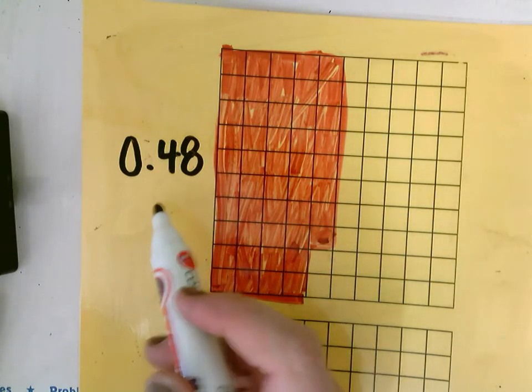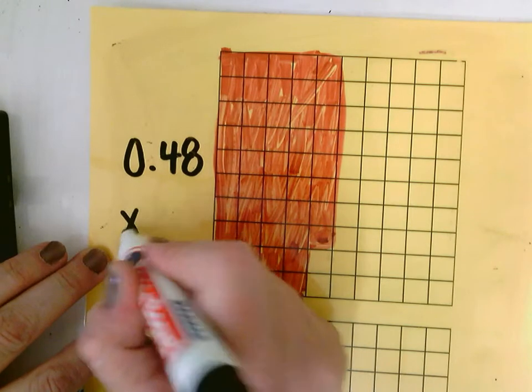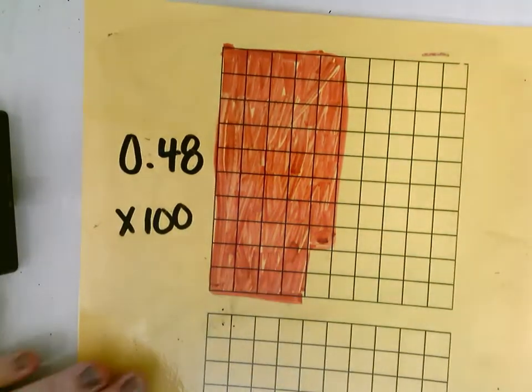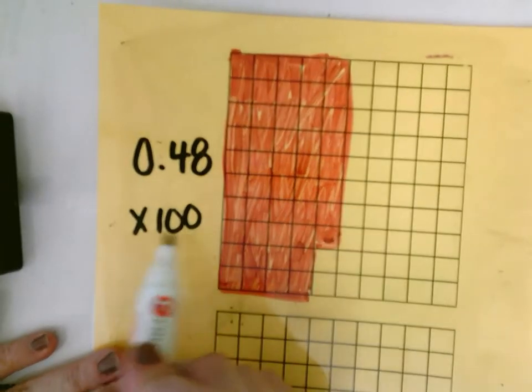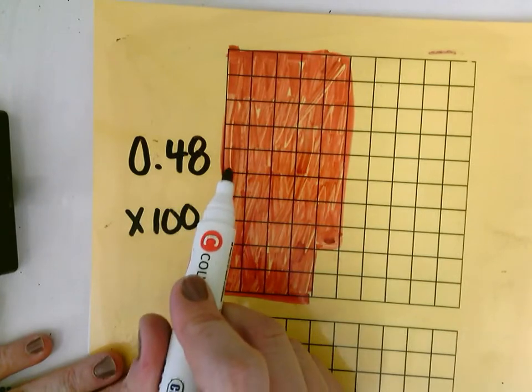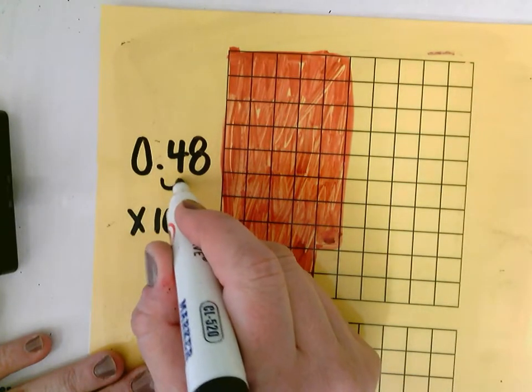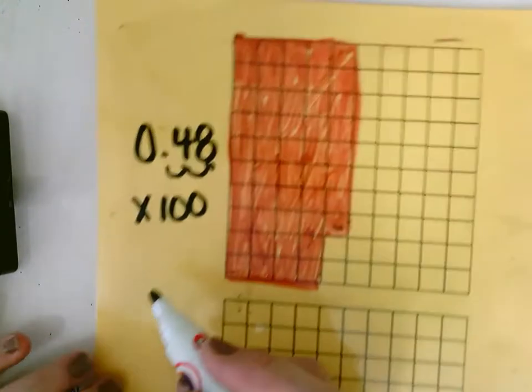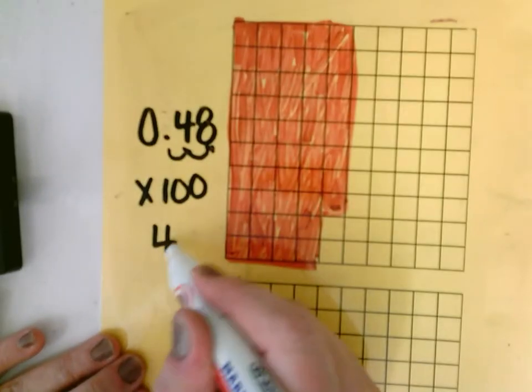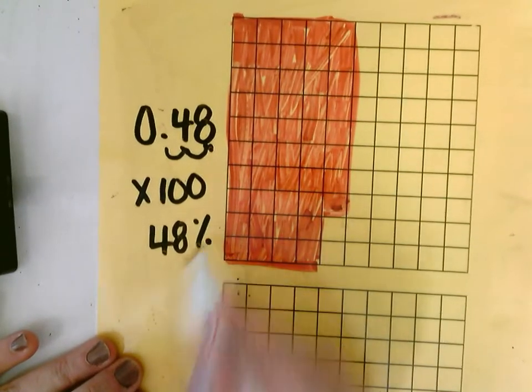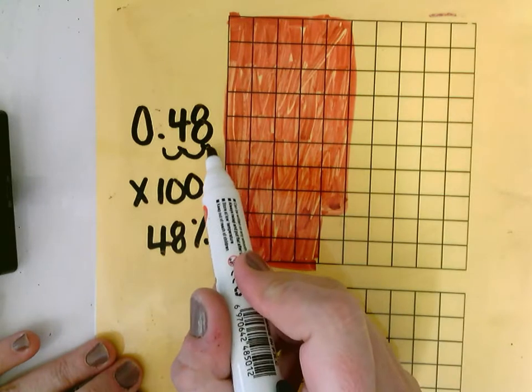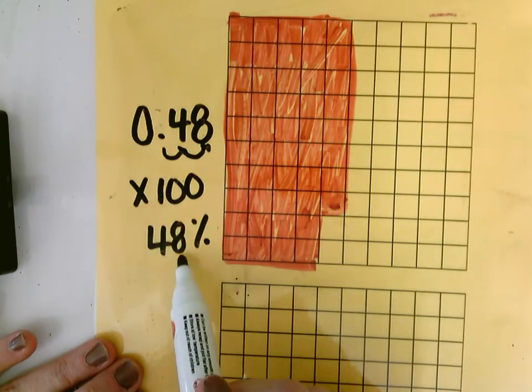So what I'm going to do to get to the percent is I'm actually going to multiply it by 100. When I multiply by 100, I'm getting 2 place values greater. So I'm going to move my decimal point over 2 jumps. So I'm going to have 48%. So 48 hundredths multiply by 100 to make 48%.